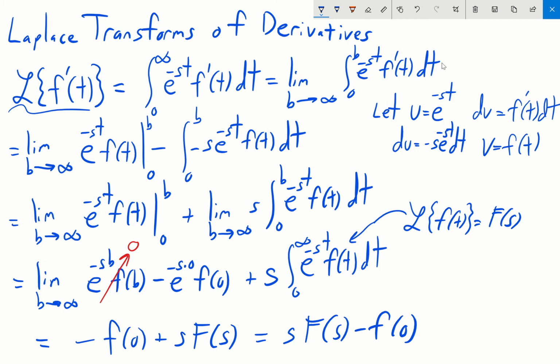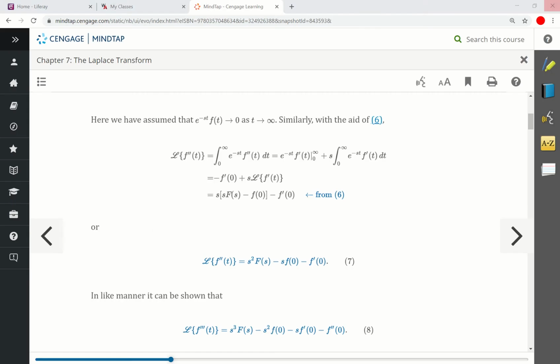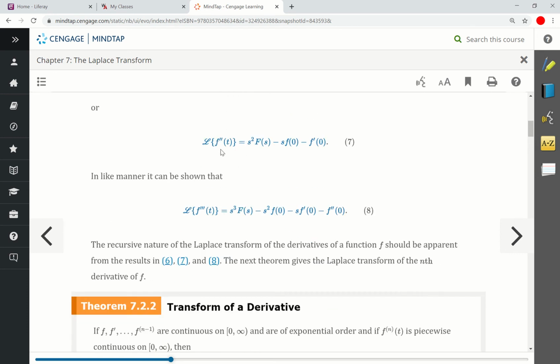We could do the same game. It's fair to ask, what would happen if we took the Laplace transform of a higher order derivative? What about the Laplace transform of f double prime of t? Well, you can find that out using the same kind of work; you'd have to do 2 integration by parts steps. Ultimately, the Laplace transform of the second derivative ends up being s squared times the Laplace transform of f, which we call F of s, minus s times f of 0, which is the original function evaluated at 0, minus f prime of 0.